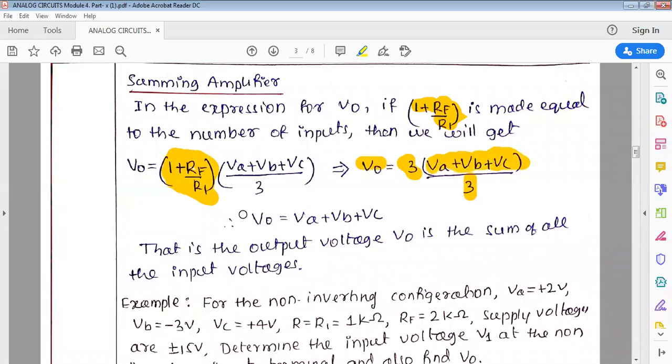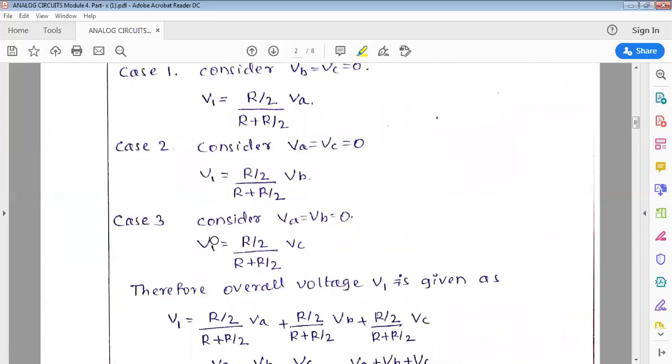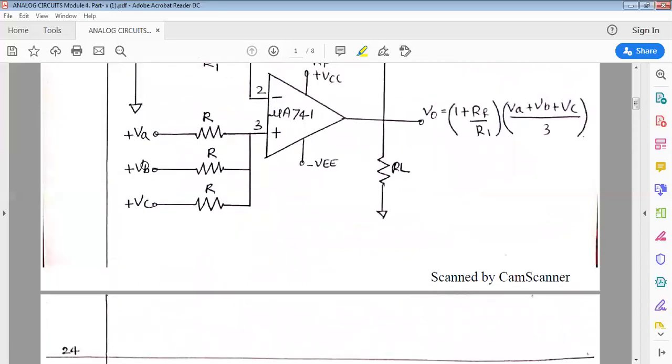That is this expression. And what does this expression tell us? The output voltage is nothing but the sum of the 3 voltages that are there at the non-inverting input terminal. That is this circuit. Again, VA plus VB plus VC.